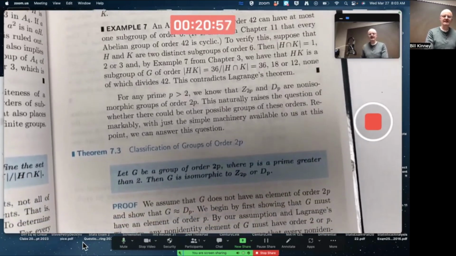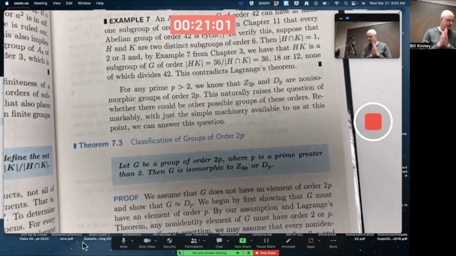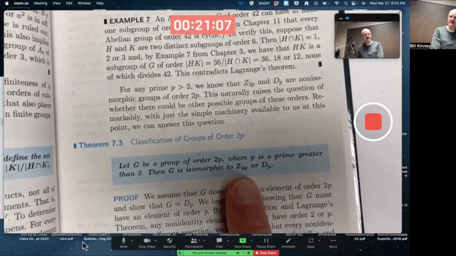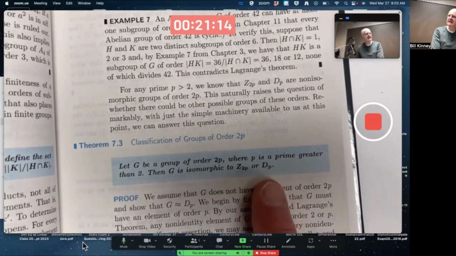Theorem 7.3 says if G has order 2p where p is a prime greater than 2, then there's 2 possibilities. It's either cyclic, isomorphic to Z_2p, or dihedral, isomorphic to D_p. D_p would have order 2p.